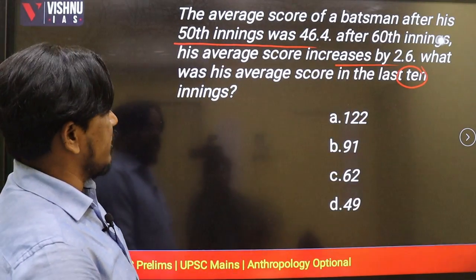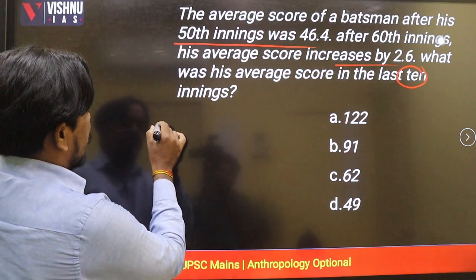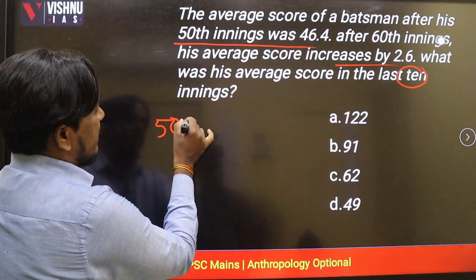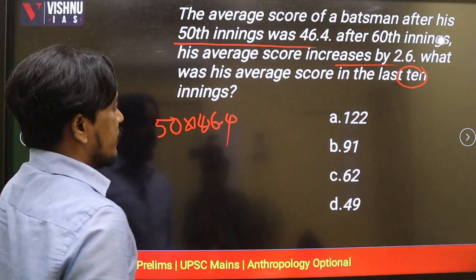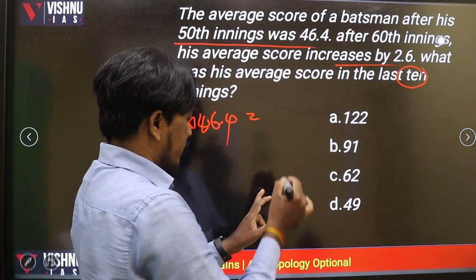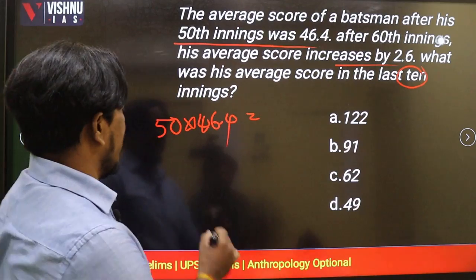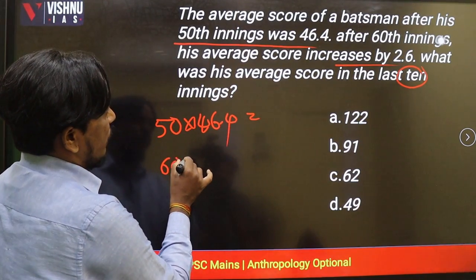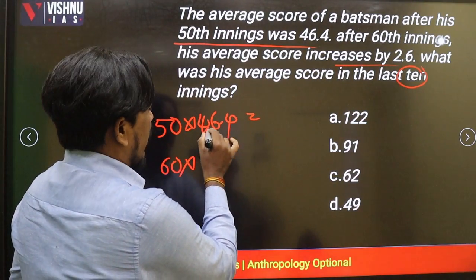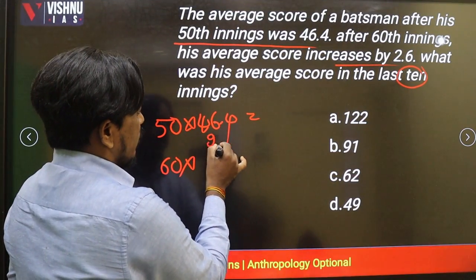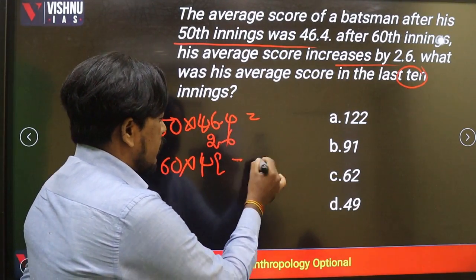So to find out the last 10 innings, for the first 50 innings, what value we can take directly is 50 into 46.4. If you simplify this, you will get a value here. Then after 60 innings, the average is increasing by 2.6. 46.4, if you add 2.6, it is 49. So 60 into 49, you will get the value.